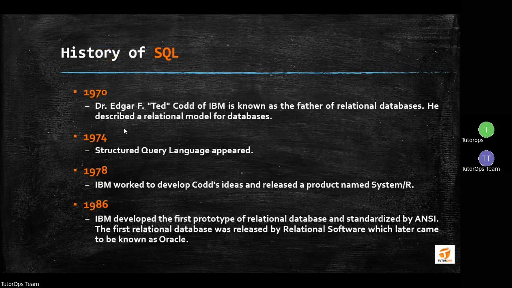So let's see some history of SQL. 1970, Dr. Edgar F. Ted Codd of IBM, known as the father of relational database, described a relational model for databases. 1974, structured query language appeared. 1978, IBM worked to develop Codd's idea and released a product named System R. 1986, IBM developed the first prototype of relational database, and it was standardized by ANSI.